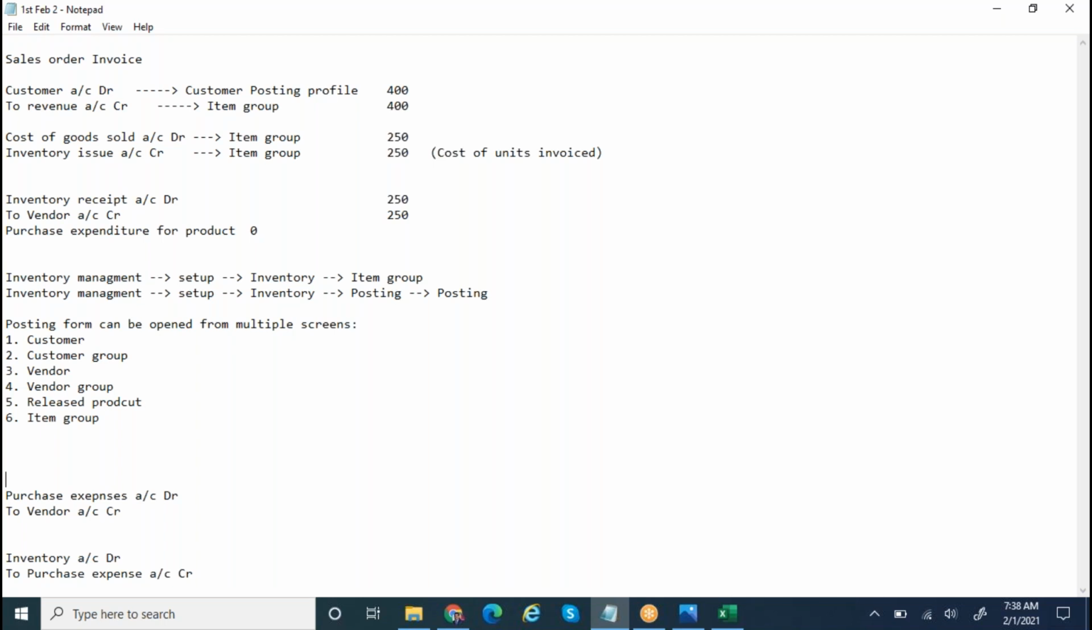Fine. I hope it is clear about these postings. So can we proceed further? One question here. Yes, please. When you open the posting form from the customer or from the vendor, does the information relate only to that customer or to every customer? It will relate to every customer.